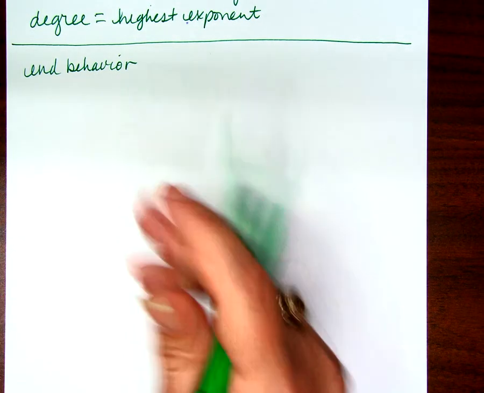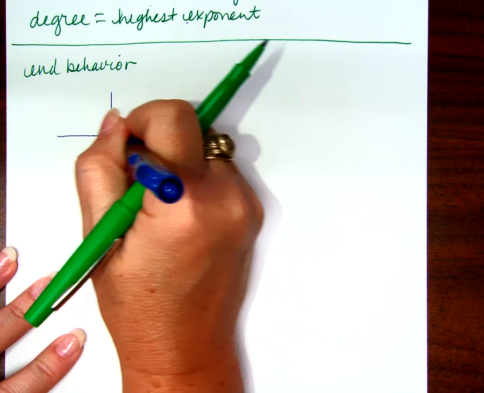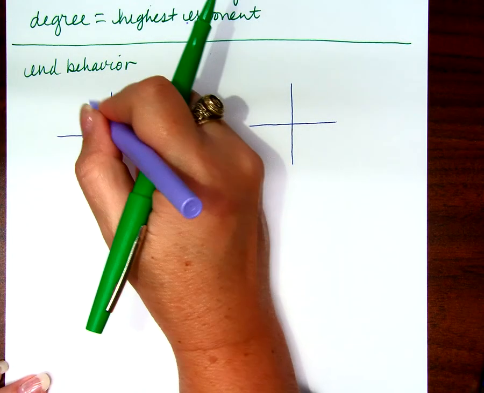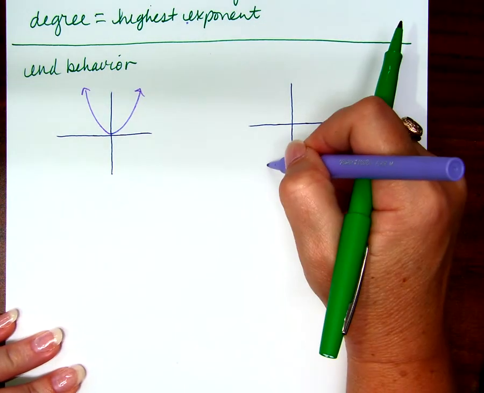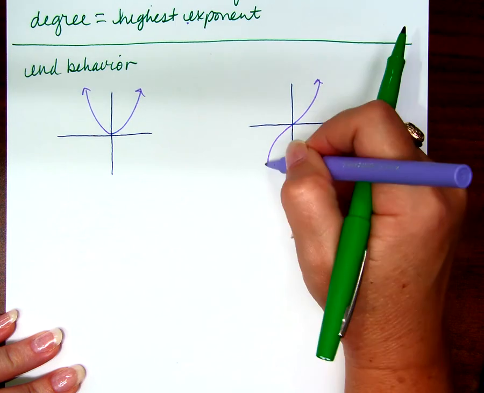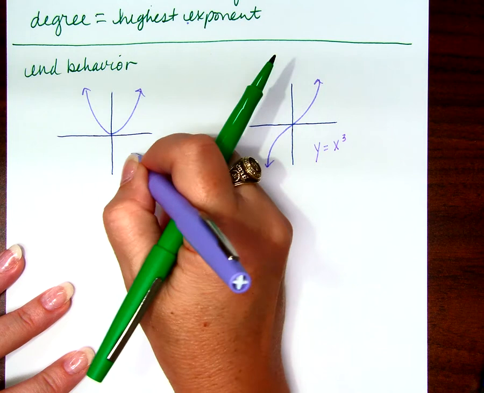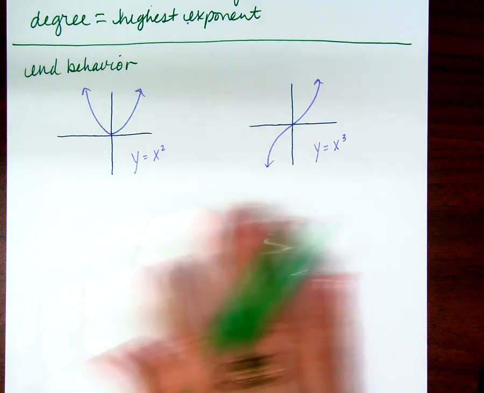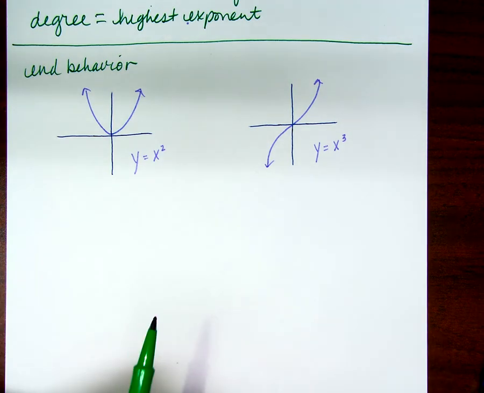Honestly, the way I remember them is by remembering two things. I remember what the parent function of a parabola looks like, and I remember what the parent function of a cubic looks like. From these two, I can remember all of it. Now I'm going to write some rules down for you so you have them, but just know that when I'm thinking of end behavior, I'm thinking of these two graphs. They take care of everything for me.